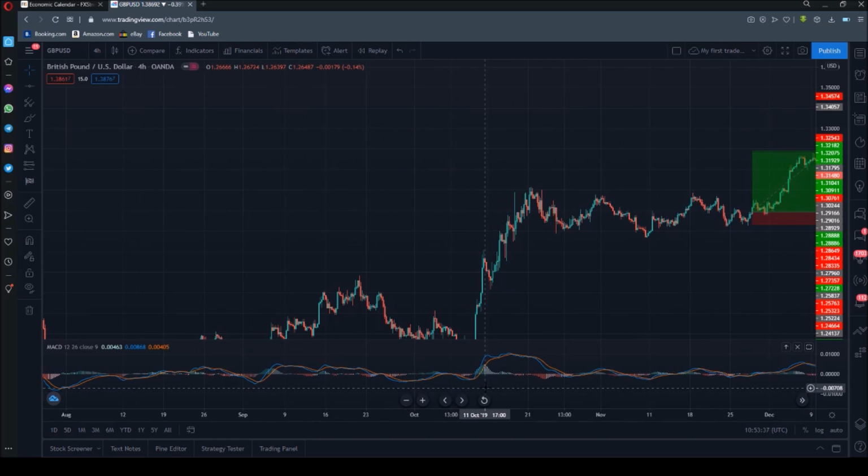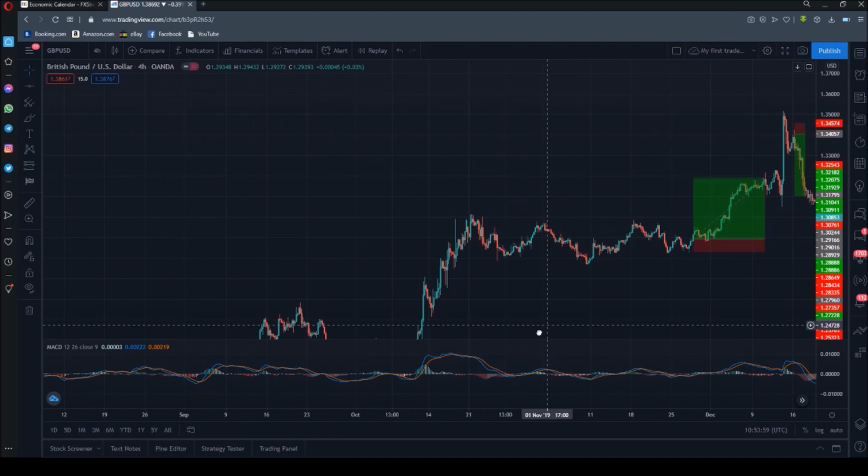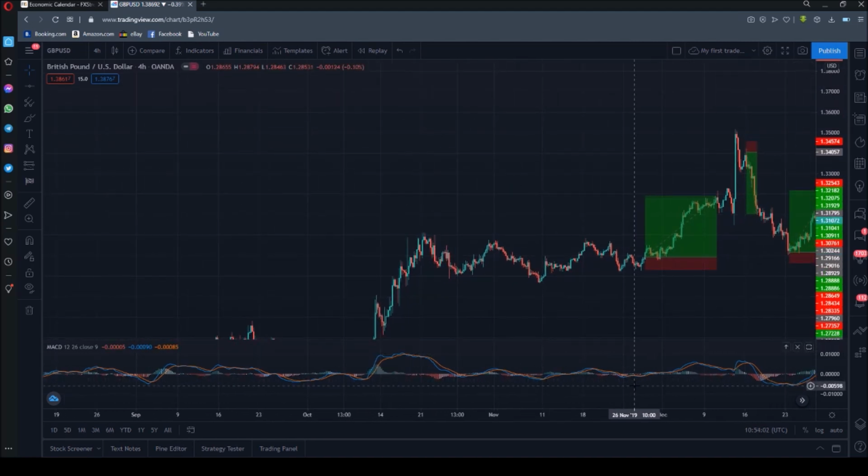Your entry is going to be at closure of the H4 candlestick after you see a crossover of the signal and the MACD line. This MACD is using the default parameters of TradingView. I didn't alter anything on this indicator. So the first trade that I got was this. As you can see, we had a crossover below the zero line, which actually signified that we are going up. And after the H4 candlestick closure, we had a buy entry.